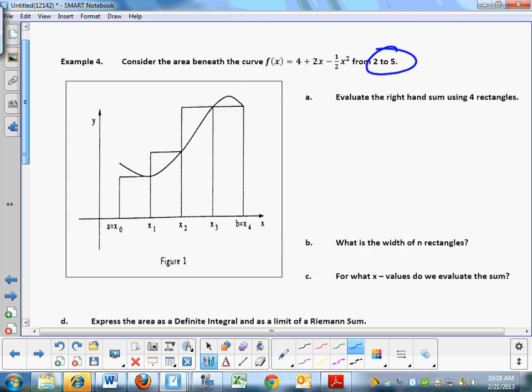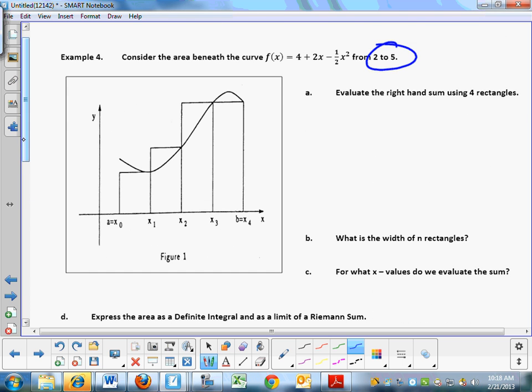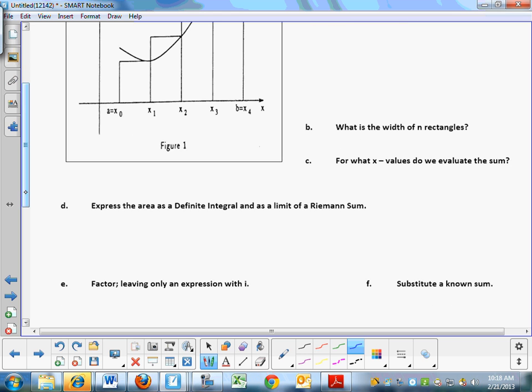Okay, here we go. 2 to 5, 2 to 5, 2 to 5. Shh. This is the curve. We are looking at it from 2 to 5, the area from 2 to 5. So you tell me, I first need to decide what the width is. What's the width of n rectangles? 5 minus 2 divided by n, which is 3 over n.